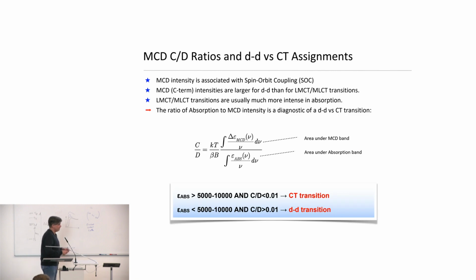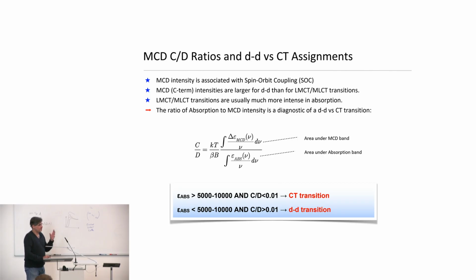That is characteristic. And that is probably the most important thing that I want to show you about MCD intensities. If you do that simultaneous fit, then for each band you have an intensity in the absorption spectrum and an intensity in the MCD spectrum, and you can normalize the effect of temperature and magnetic field away, right? And that is then the intrinsic intensity of that band in the MCD. What you define then is the so-called C over D ratio.